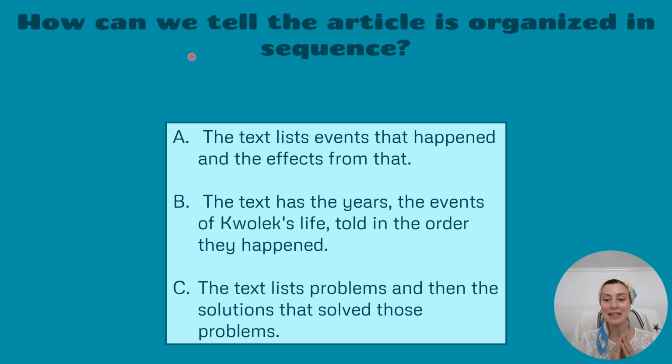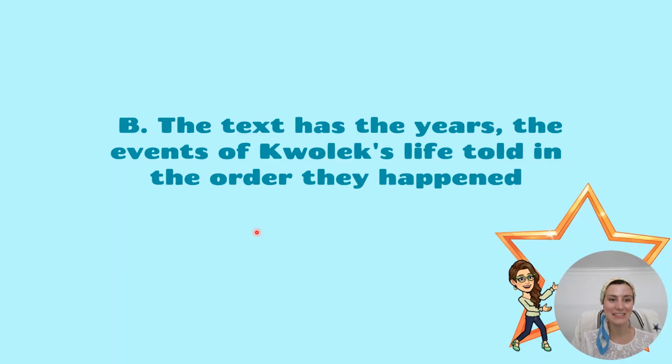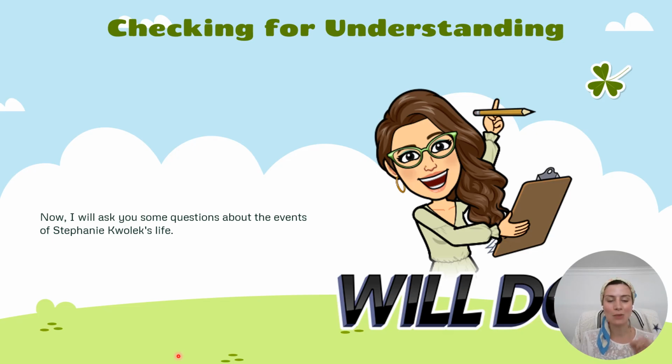If you did not take a picture of your student's recent answer choice for the last question, go ahead and make sure you take a picture of this one and send it to me on Class Dojo or by email, and they will receive credit for watching this recording. The answer is B, the text has the years, the events of Kwolek's life told in the order that they happened. All right, guys, now I'm going to ask you some questions about the events of Stephanie Kwolek's life and check your understanding.